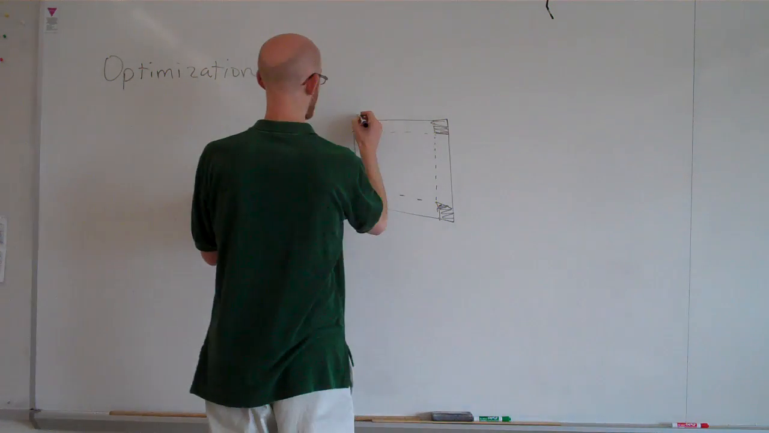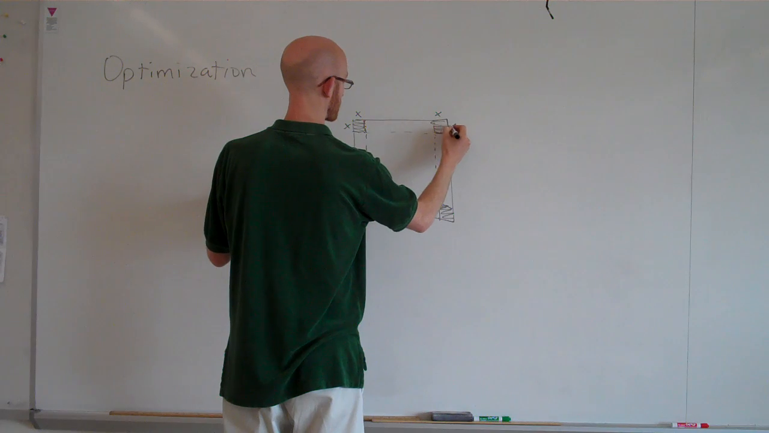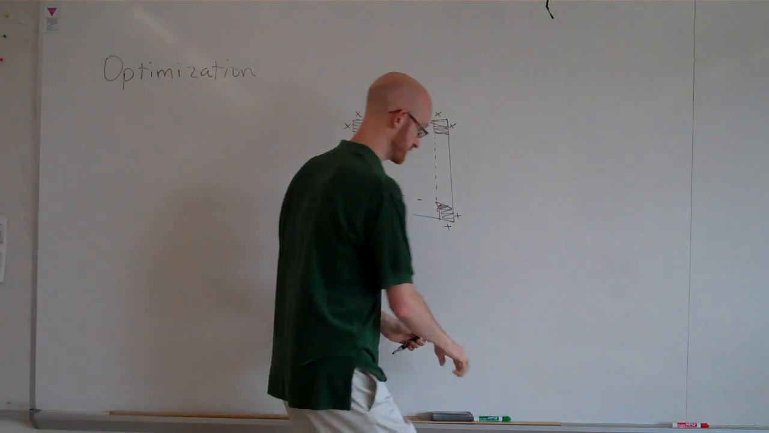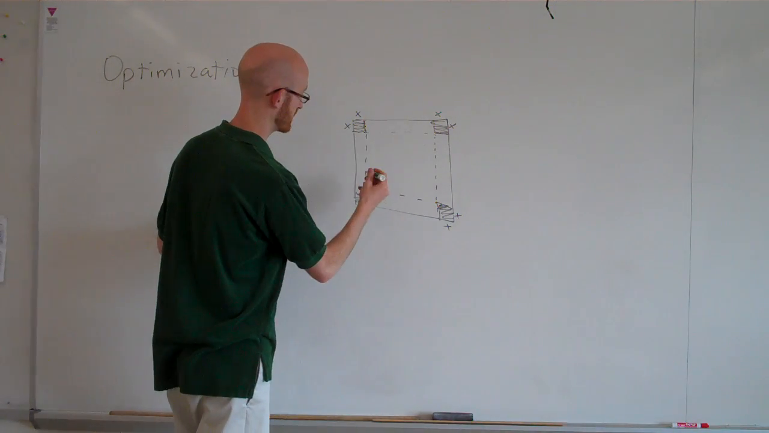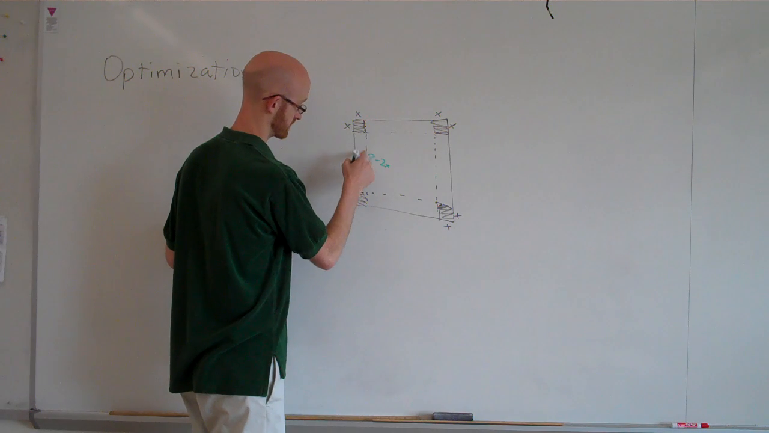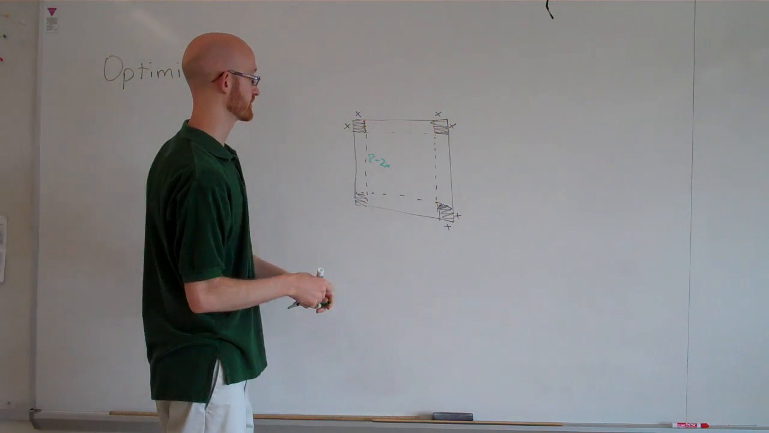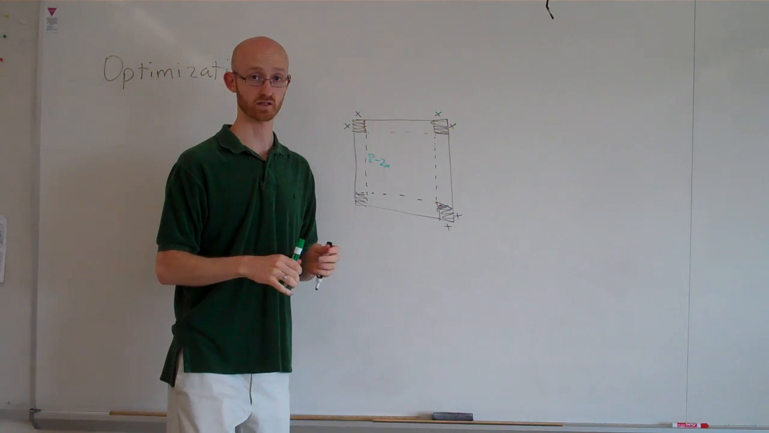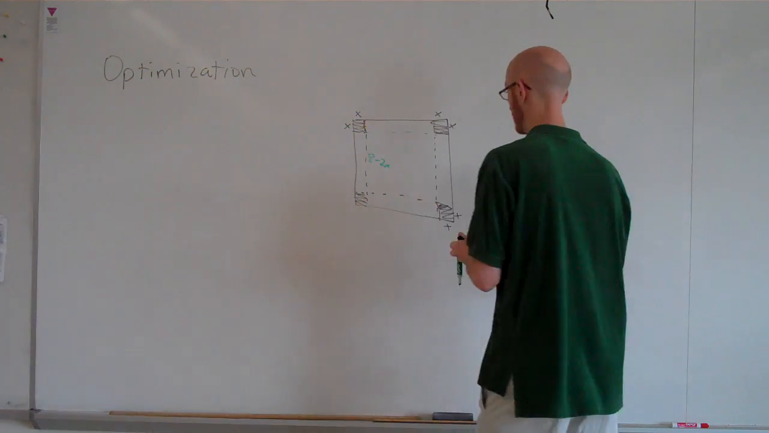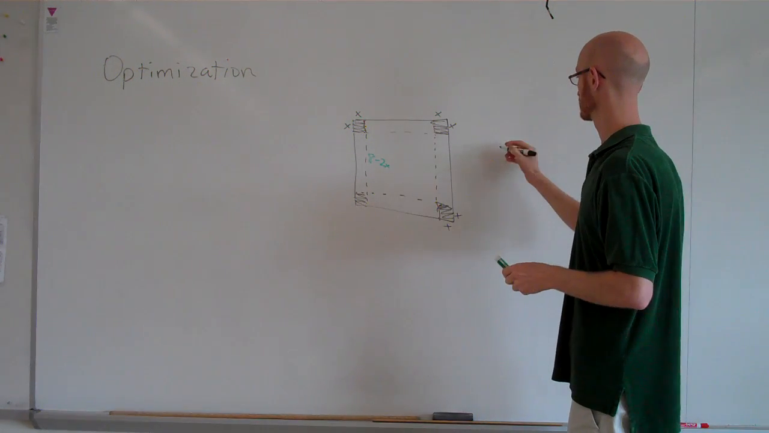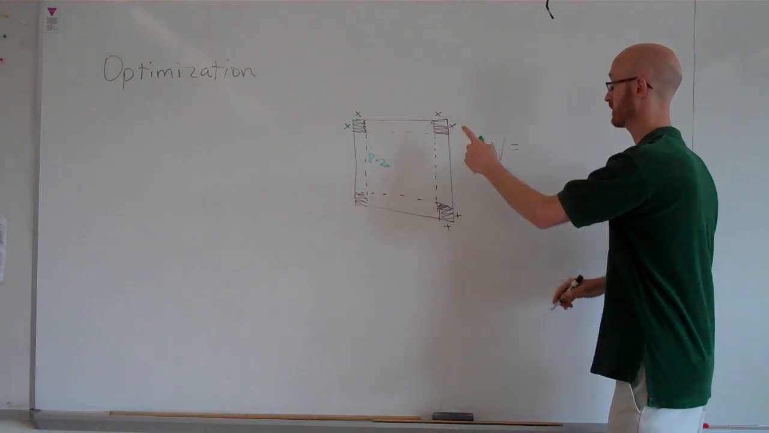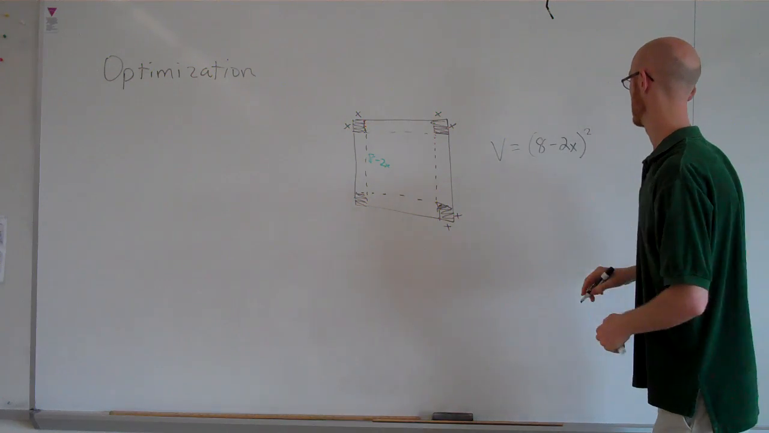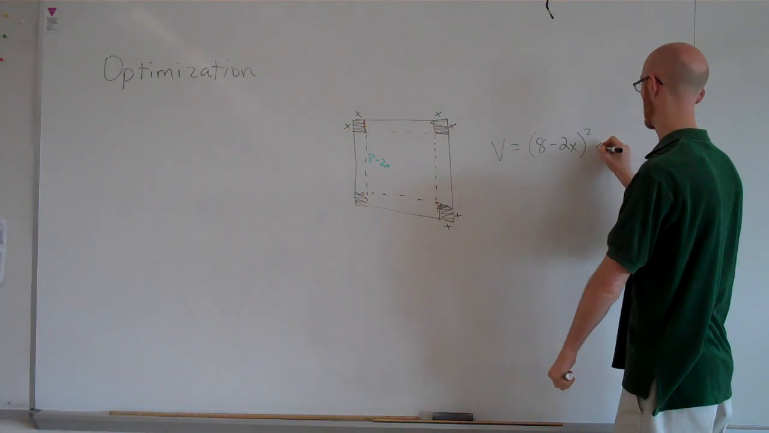So what I'm going to do is call my cuts x by x. Right? These are all x by x. Which means that this measurement, the measurement of the pan now, is 8 minus 2x. This measurement right here. And of course all of those are. And when we bend the pan up, the new height will be measured x. Okay. So now we're going to write an equation for volume. The volume of this thing will be (8 minus 2x) squared times x. That would be length times width times height.